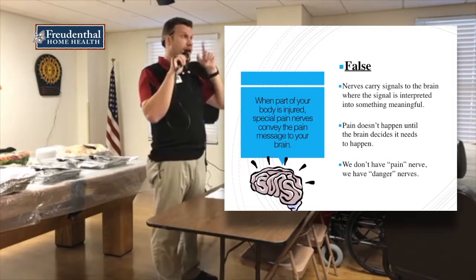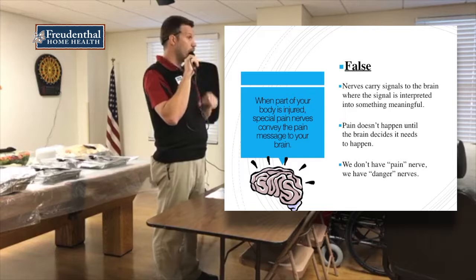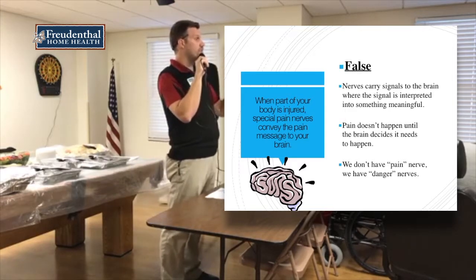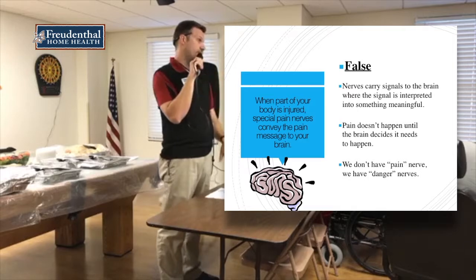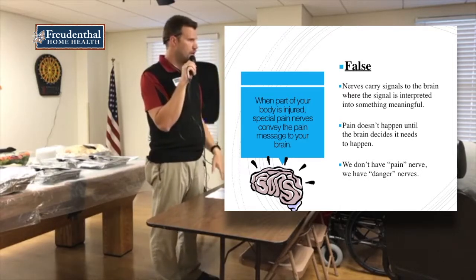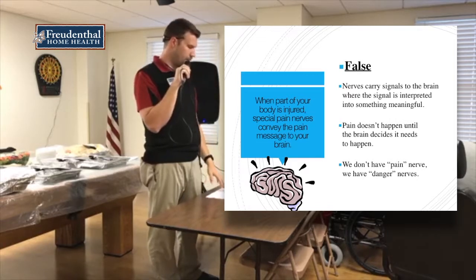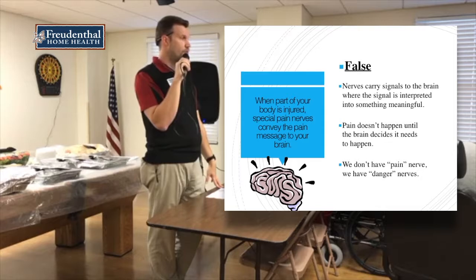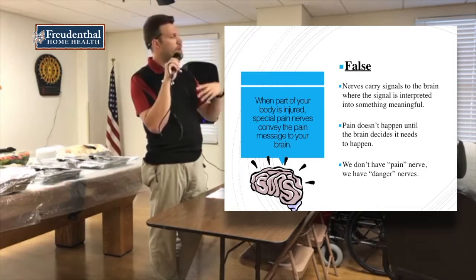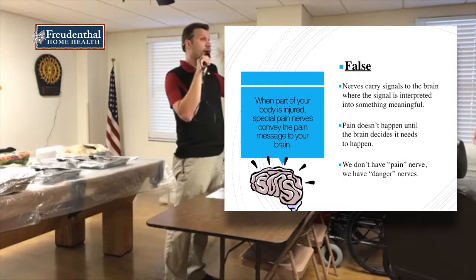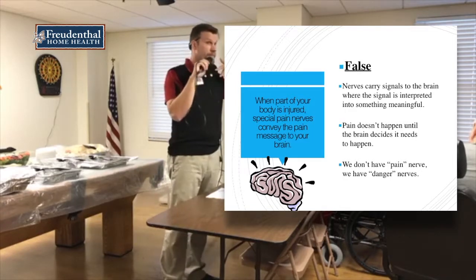So vision and hearing are both complex sensory perceptions. They're more than just information. The brain has to interpret it to determine what it is and give it meaning. That's the same thing with pain. Pain doesn't happen until the brain decides that it needs to happen. So the brain is constantly evaluating information coming up from the body and also information coming in from around us, outside of our body, right?